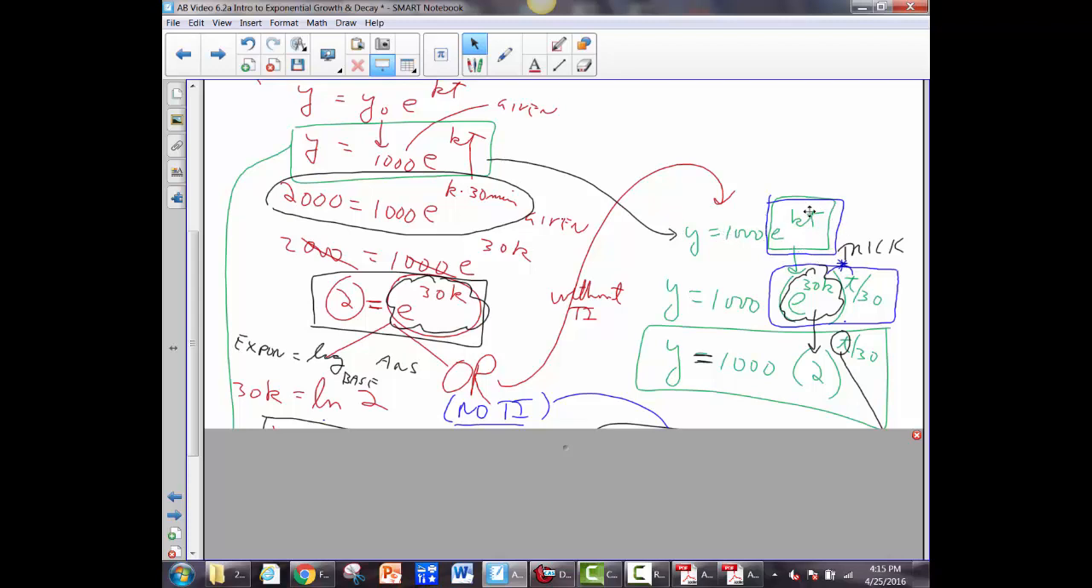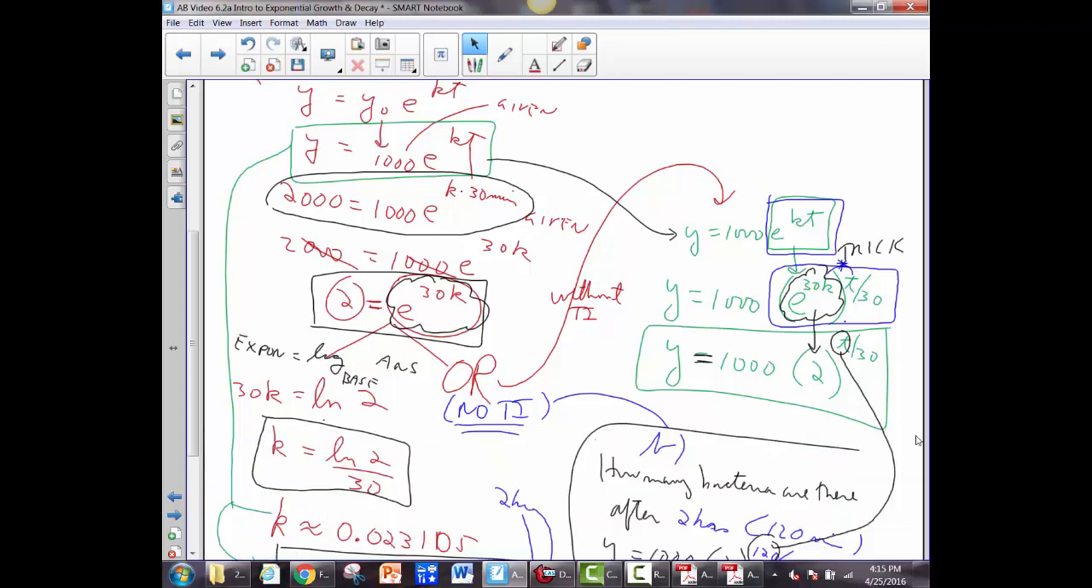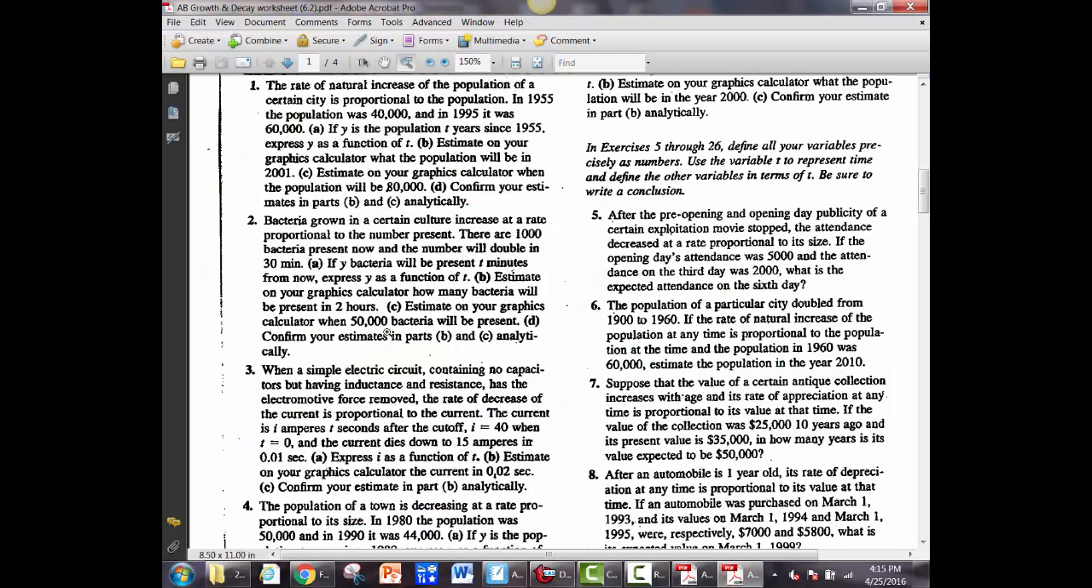I'm purposely going to replace e to the kt by e to the 30k to the power of t over 30. You can see the 30s would cancel, and this would give you k times t. e to the 30k is 2, and now, beautiful, equation in y and t. Now they are asking some questions.